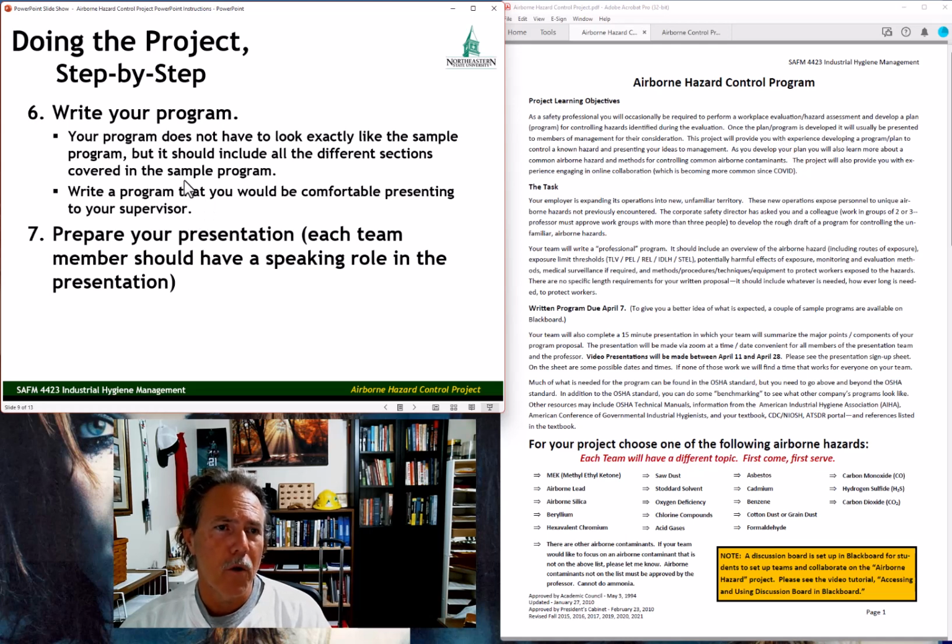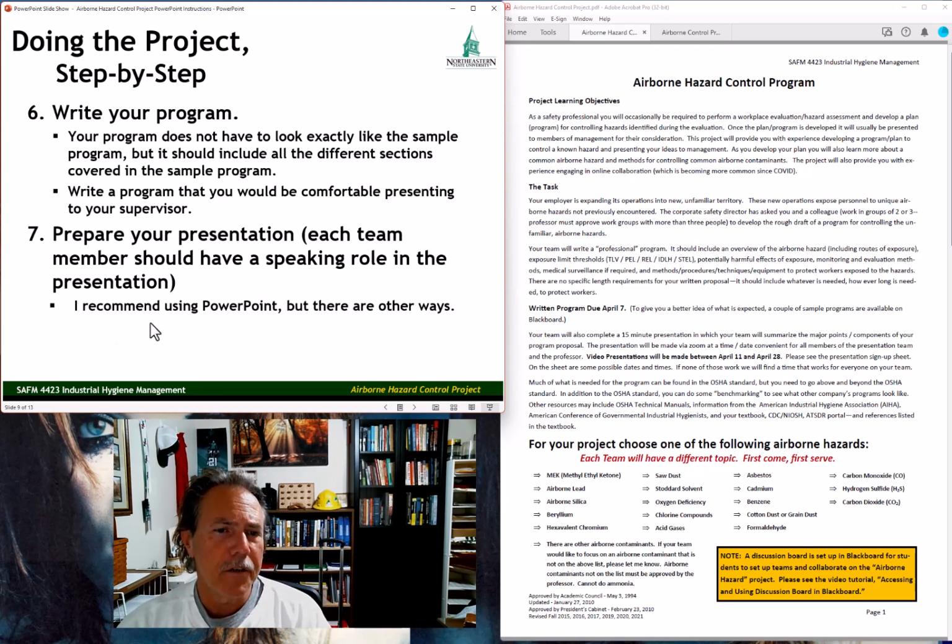After you write your program, you get it submitted, prepare your presentation. In the presentation, each team member should have a speaking role in the presentation. So 15-minute presentation, 3 team members, about 5 minutes from each of the team members. It doesn't have to be exactly 5 minutes.